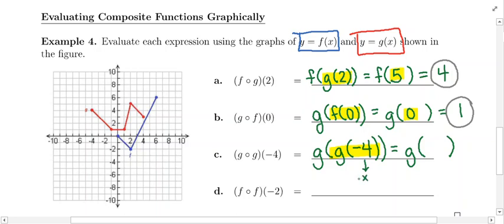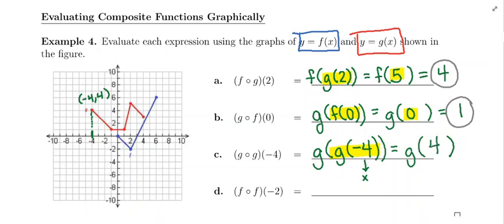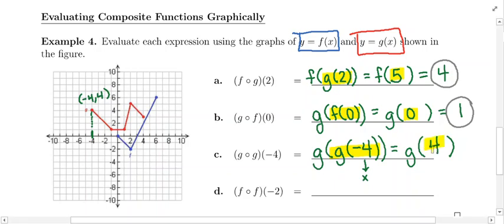This is your x value, so if x is negative 4, which is right here, we need to go up to the red graph and find the point. This point is (-4, 4). So basically if x is negative 4, the y value is going to be 4. That means that g of negative 4 is the same thing as positive 4.